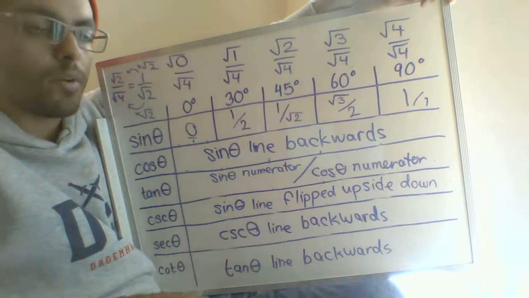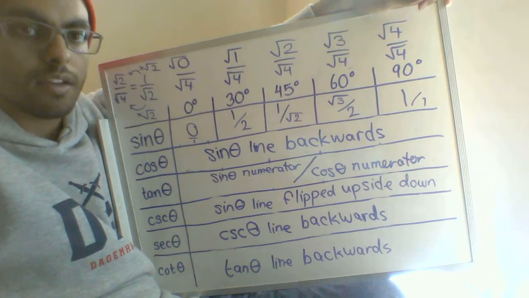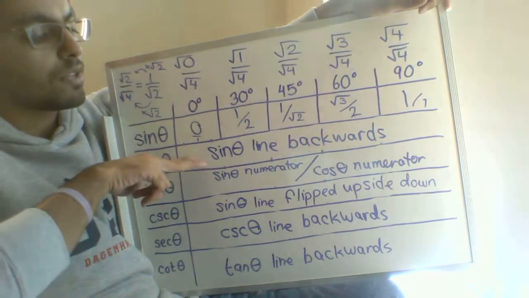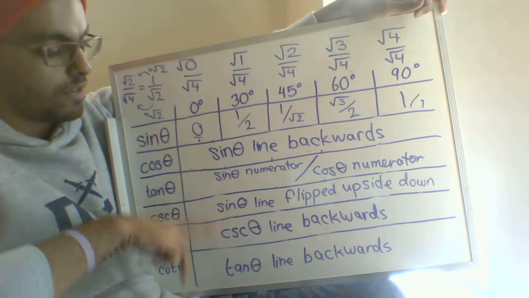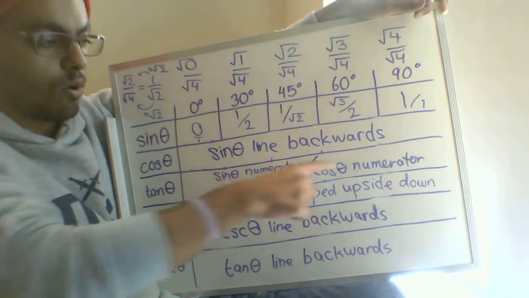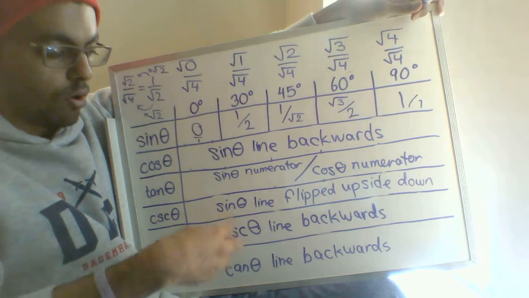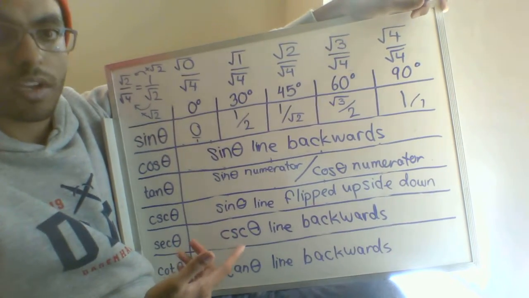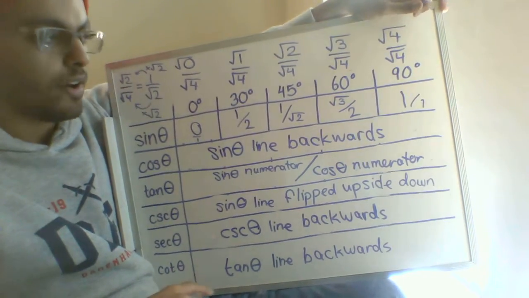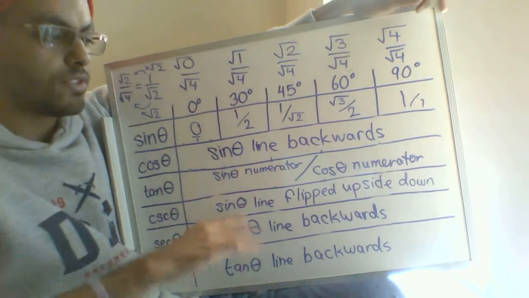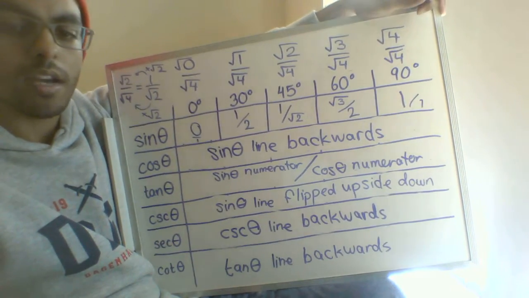Okay, so that's how you memorize those sine theta values. And then as you can see, everything else you can either get directly from the sine theta line, or a combination of those things, or one of the other lines that you've got from the sine theta line. All right, so once you memorize this top line, you can fill out the entire thing.